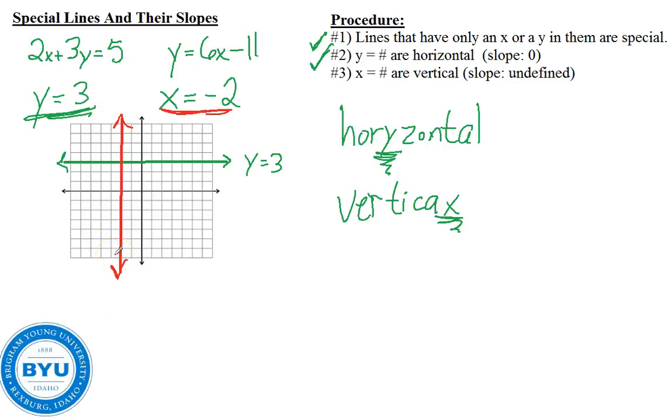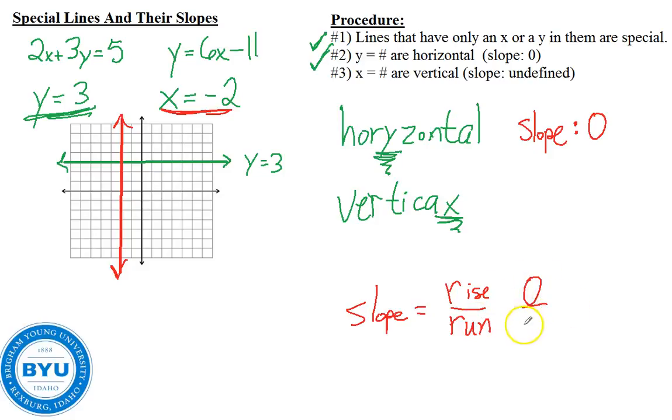You should also be aware of the slope of these types of lines. Horizontal lines have slope of 0, meaning they have no rise, but lots of run. Remember, slope is rise over run. So a horizontal line has 0 rise and lots of run. It's still going to be 0 because 0 divided by anything is 0.